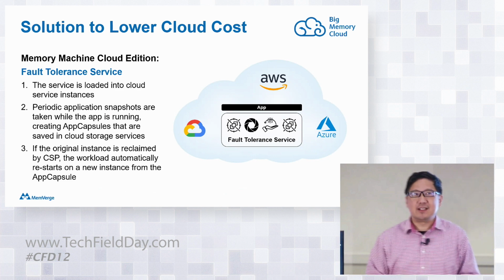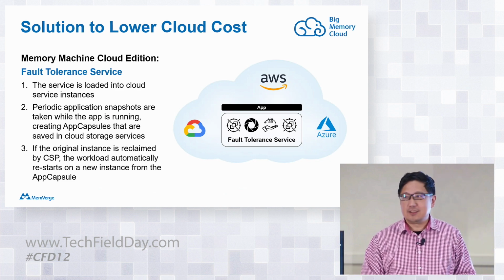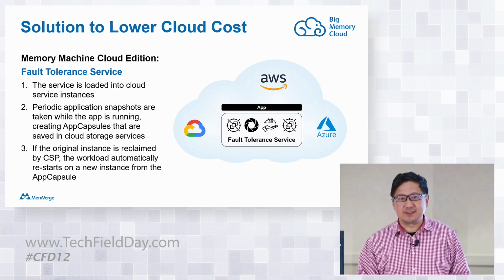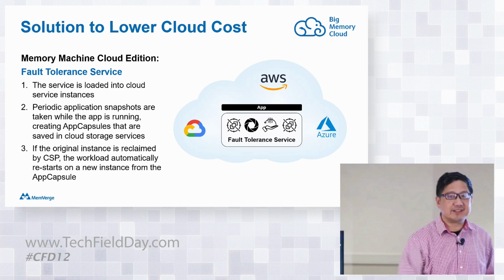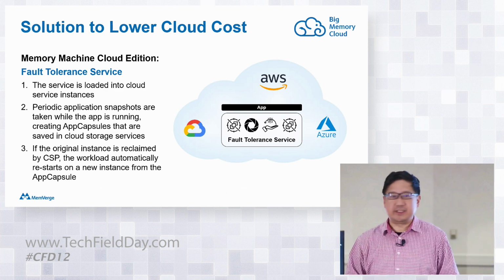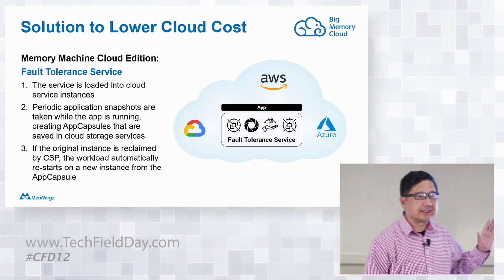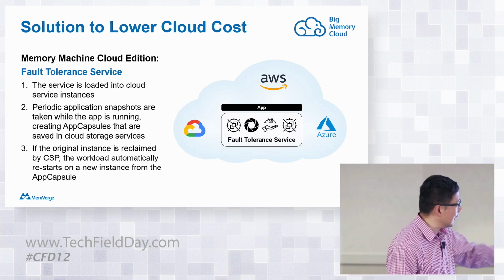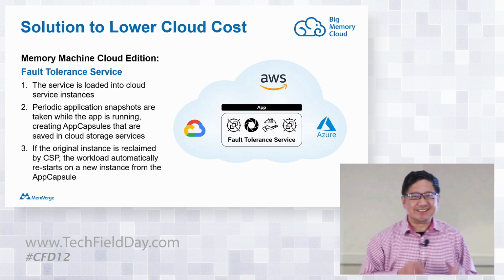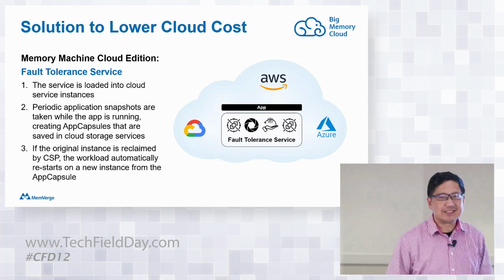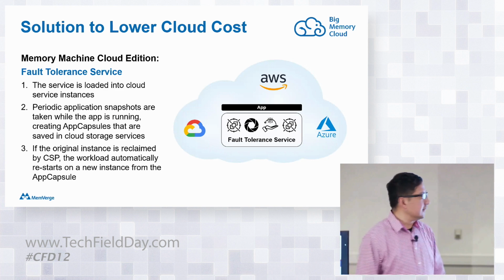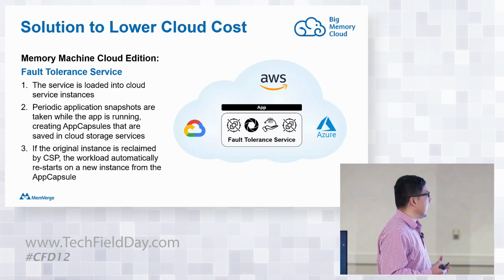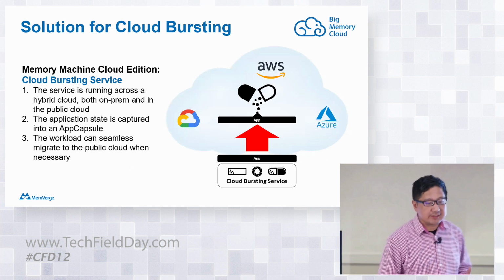And so this way, it can enable any application to take advantage of the spot instances that offers up to 90% discount comparing to on-demand instances and deliver true and immediate cost savings to the customers. So that's the first use case. And Ravi is gonna go into more details introducing this fault tolerant service that we can offer to lower the cloud cost.